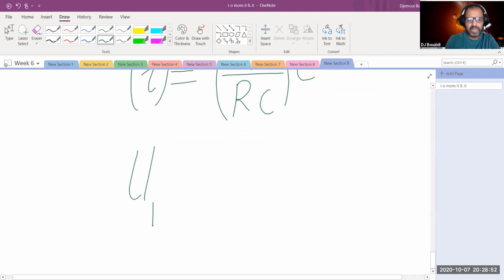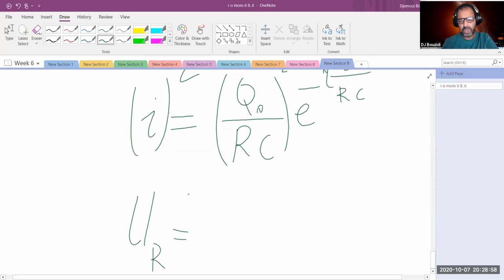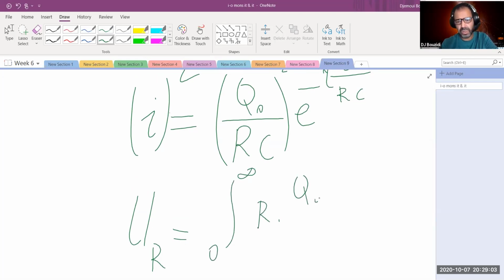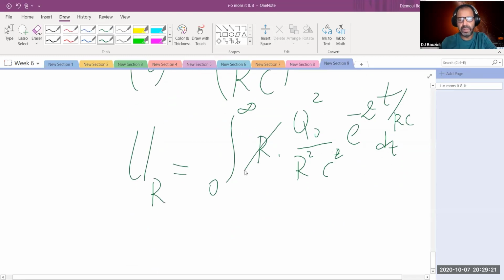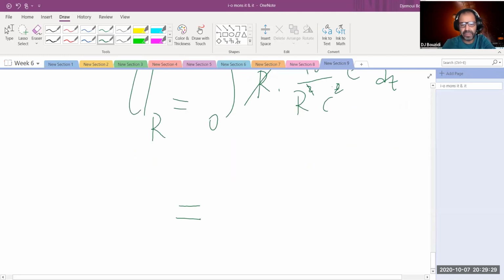So the energy that is dissipated in the resistor is R times this one, integrated from 0 to infinity. So it's R times Q naught squared over R squared C squared, exponential of minus 2t over RC, of course, with respect to time. R is constant. First of all, there's a cancellation in here, R and squared. And Q naught squared over RC squared is constant, so I'm going to take that outside of the integral.